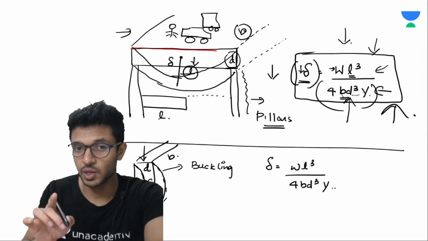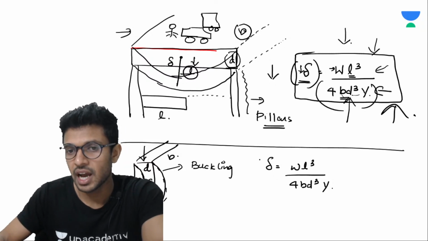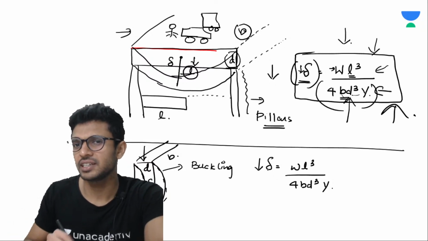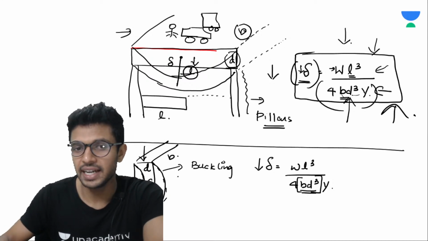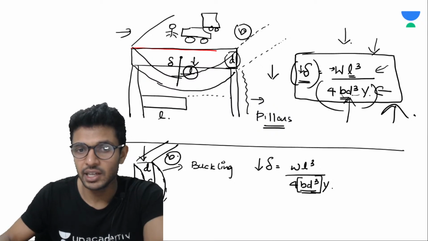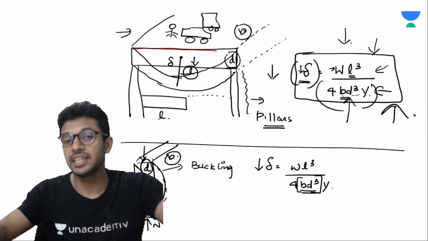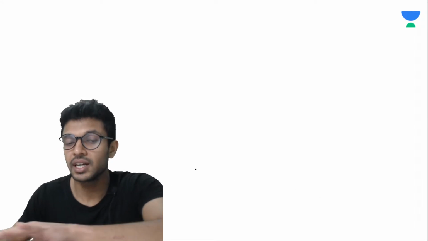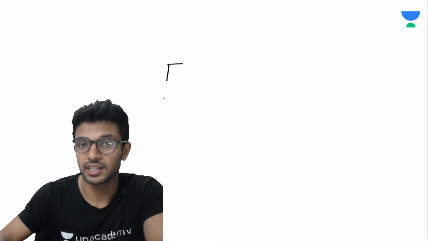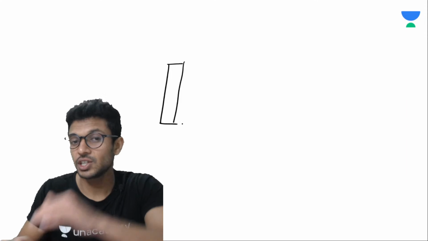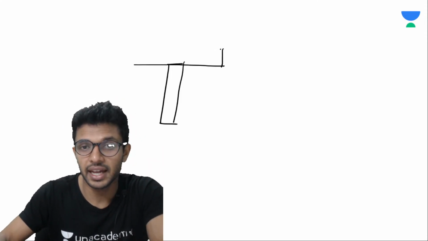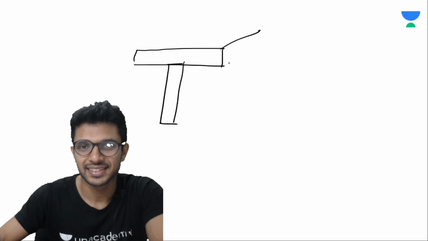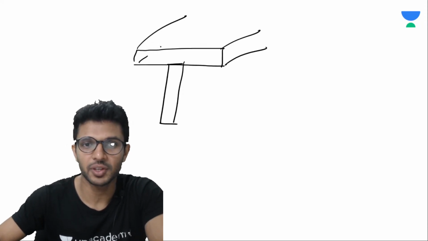Tell me, how can we reduce the amount of bending? Just like we have discussed in the above case, we can increase the value of B and D. So how will the structure of these pillars be? Instead of having the shape of pillars like this, we will be having the shape of the pillars as a.